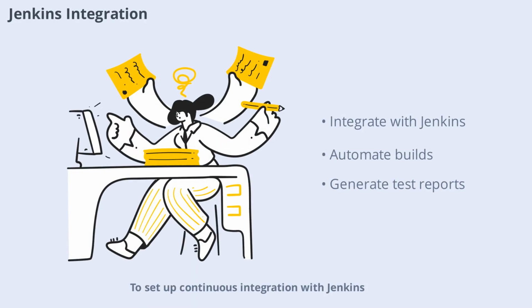Set up continuous integration with Jenkins: commit your Selenium code to a Git repository, configure a Jenkins job linked to the repo, set build triggers, and define build steps like mvn clean test. Post-build actions can generate reports, making your automation process fully automated and traceable.